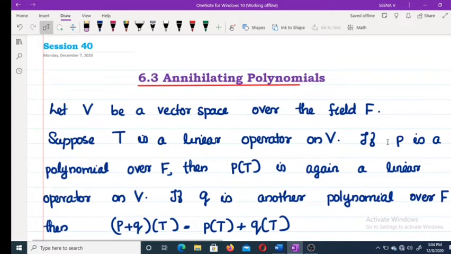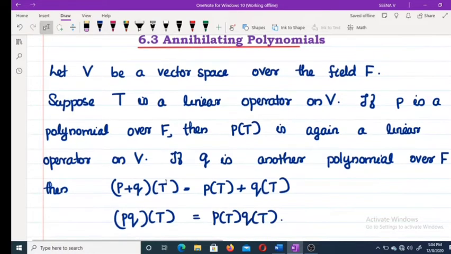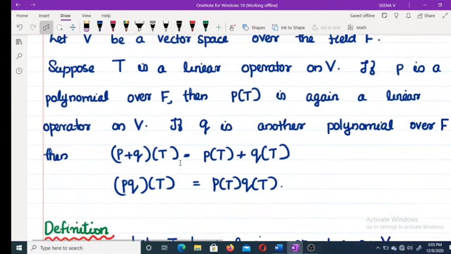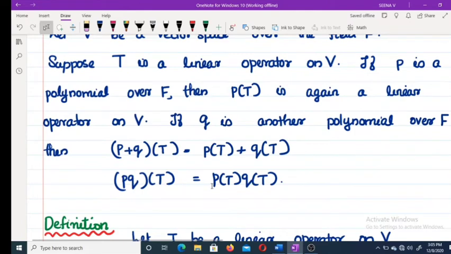If p is any polynomial over F, then p of T is again a linear operator on V. Now we are defining some operations, addition and multiplication. If q is any other polynomial over F, then we define addition as (p plus q) of T equal to p of T plus q of T, and multiplication as (pq) of T equal to p of T into q of T. We are defining it like this.